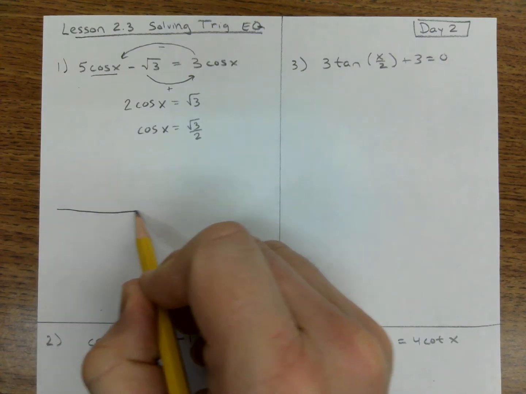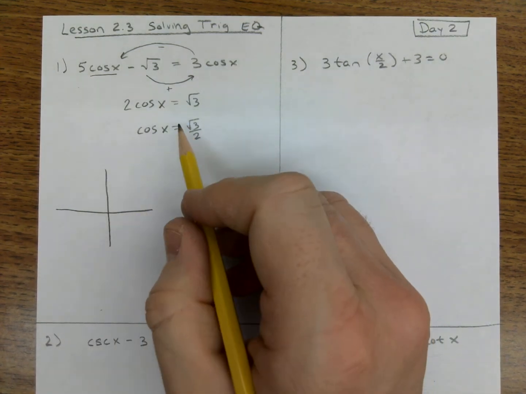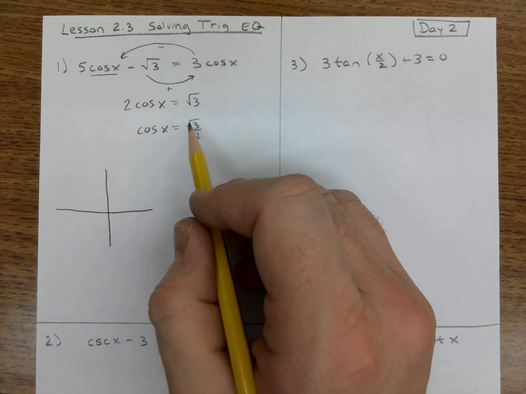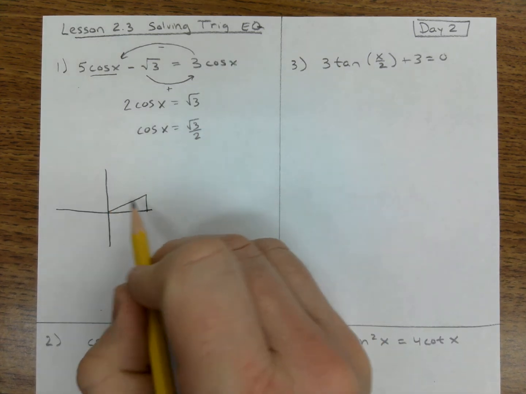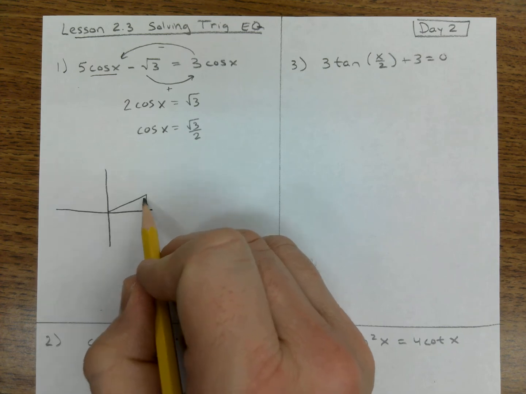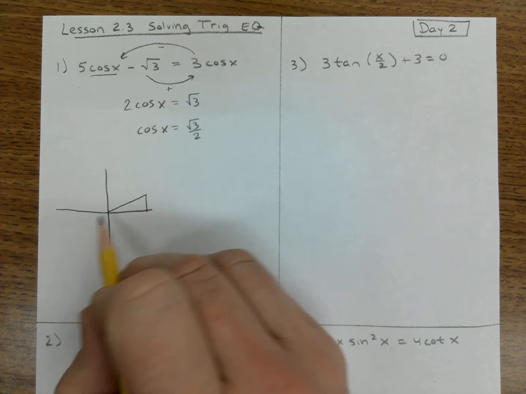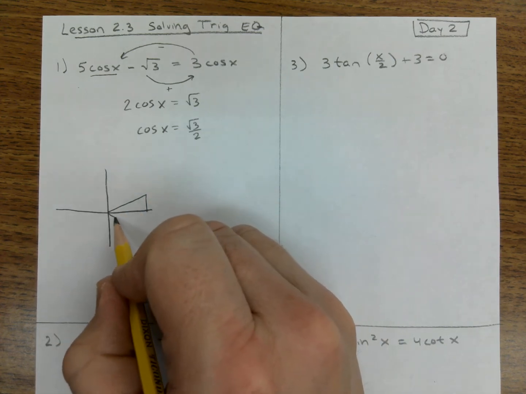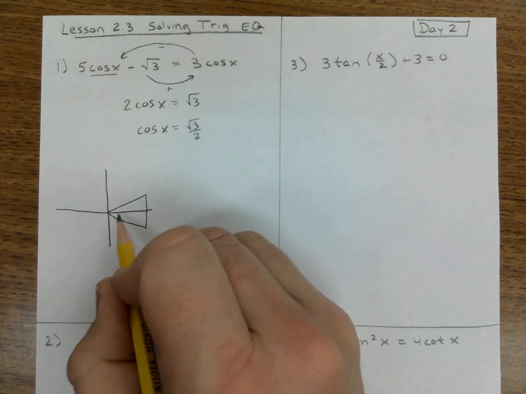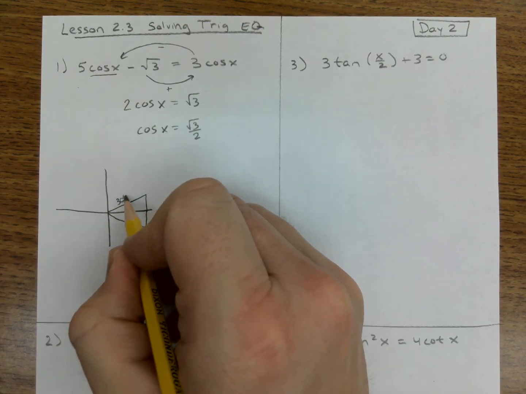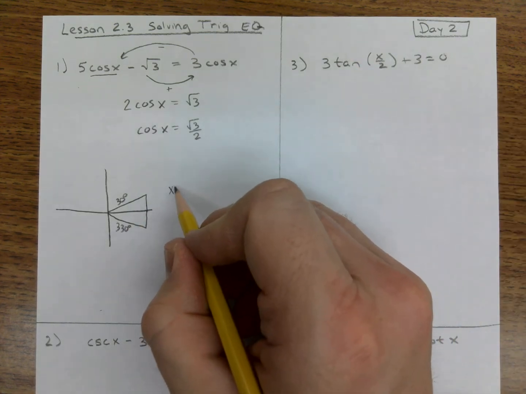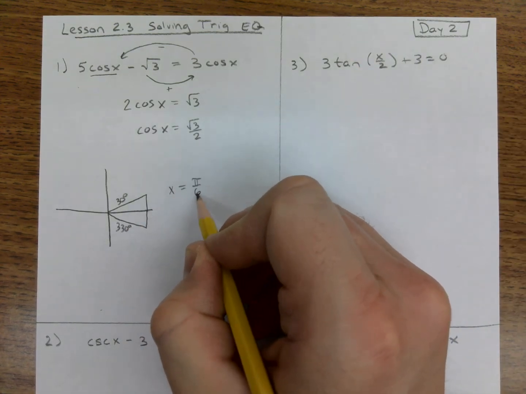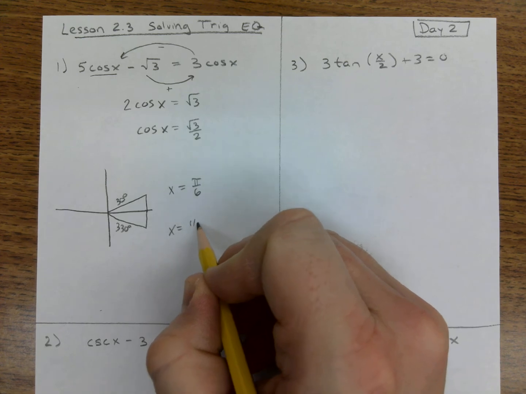Now I need to do some thinking with the unit circle. What triangles have a cosine of root 3 over 2? Well, that would be the longer side. It would be this long, skinny triangle, and that's our 30, 60, 90 triangle. Well, there's another one. It could be down here. So we have those two angles. This one's 30 degrees. This one's 330. If we write it as radians, x is equal to pi over 6, and x is equal to 11 pi over 6.